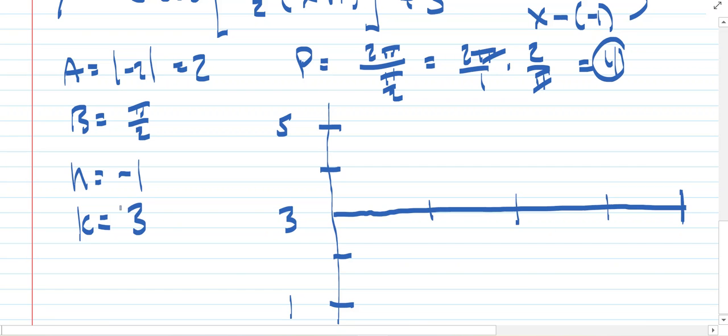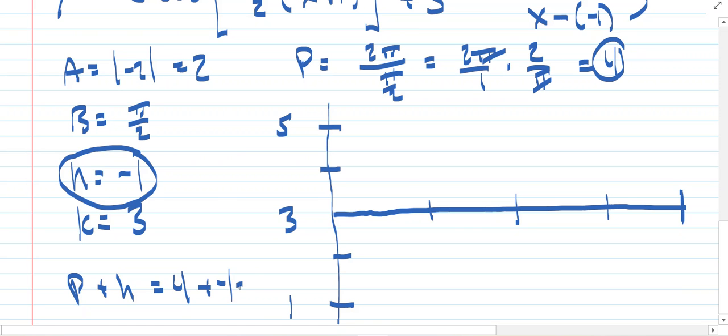But let's not forget that we are subtracting 1 from that. So we have the period plus the horizontal shift. So we're going to have 4 plus a -1 is 3. So this is going to be 3, 2, 1, and 0. And so this over here is -1. So we're starting at -1.